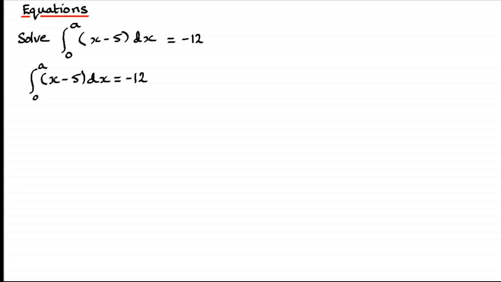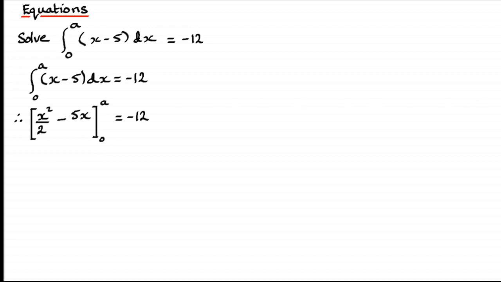What we do is we integrate our x minus 5 in the usual way, and if you do that, we're therefore going to get x squared over 2 minus 5x between 0 and a, and it's going to equal -12. So all I need to do now is just substitute my value of a into here and subtract what I get when I substitute the 0 through.